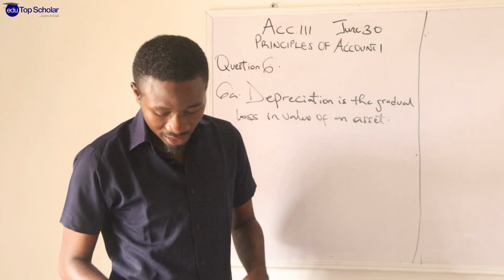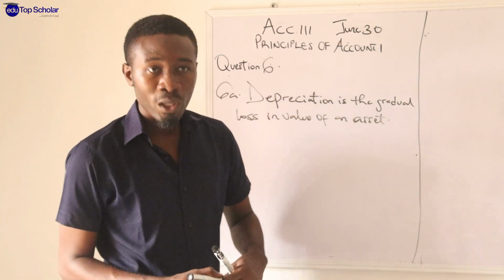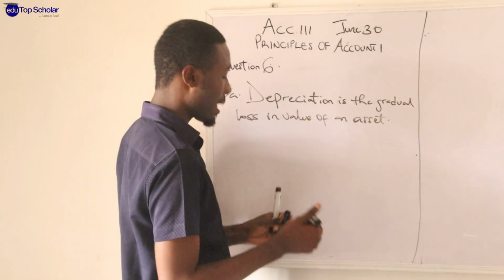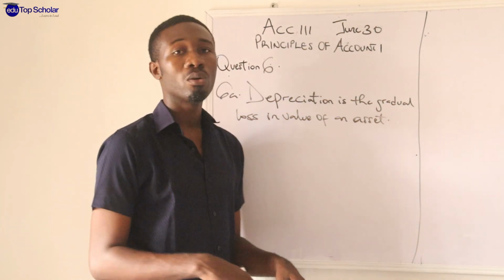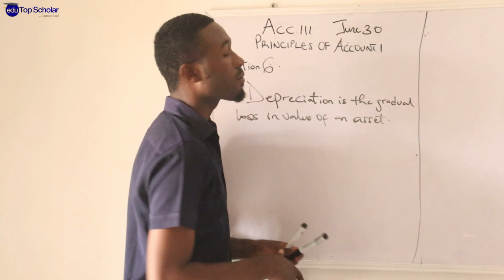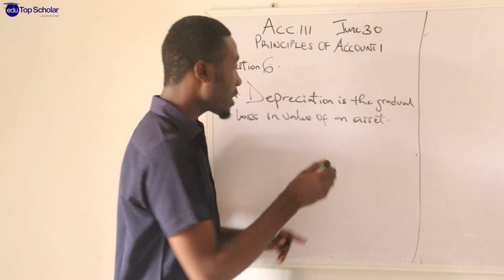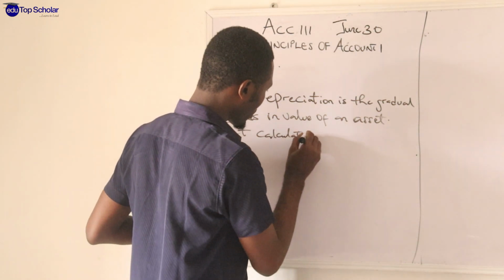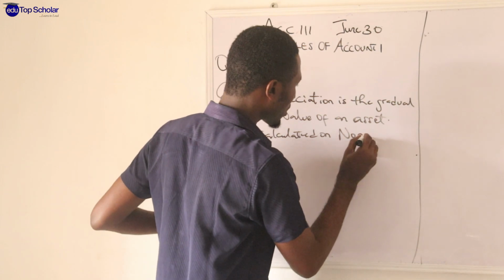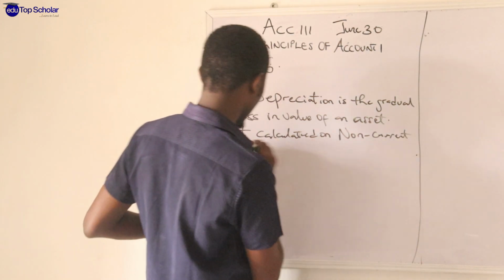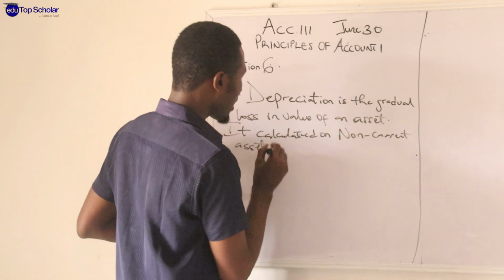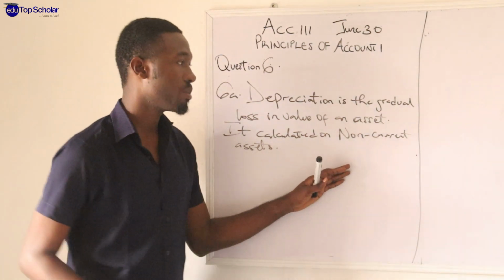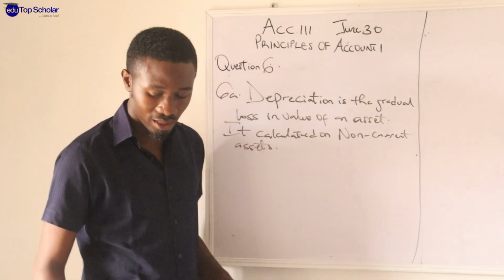So it is usually calculated in accounts on non-current assets. We know assets are divided into so many. We have different types of assets. We have non-current assets or fixed assets, and we have current assets. So depreciation is calculated on non-current assets, and it is always expensed in your statement of profit or loss account. So that's the definition of depreciation, the gradual loss in value of an asset.